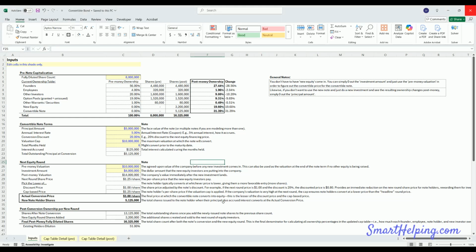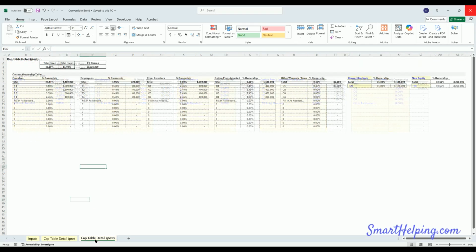I've got a new template, hopefully a bunch of new ones coming out here in the next few weeks. This is for a convertible bond or new equity round cap table analysis. It's going to show you what happens to existing shareholders when you raise money either in a new equity round or if you just raise money in a convertible note and that converts at some point in the future or during this equity round, and what happens with current ownership structures and all of that. We've got cap table pre and post as well.